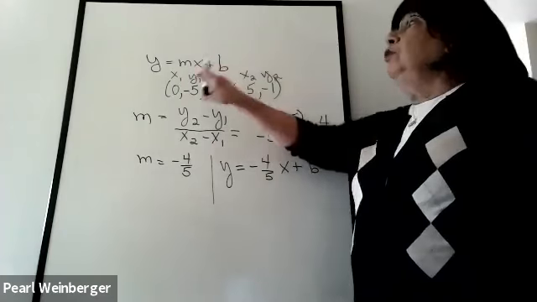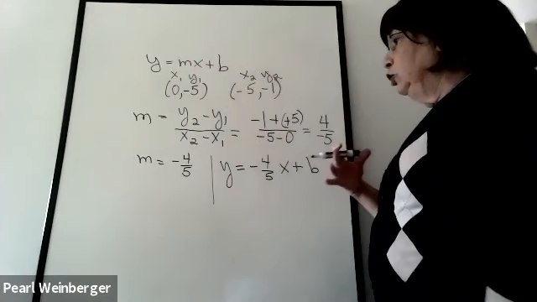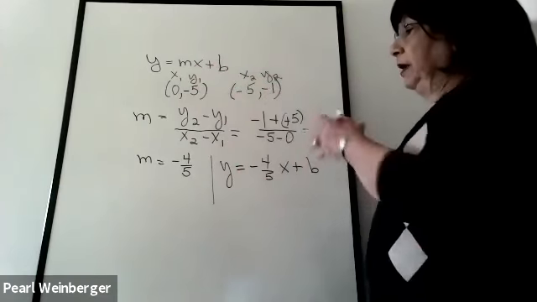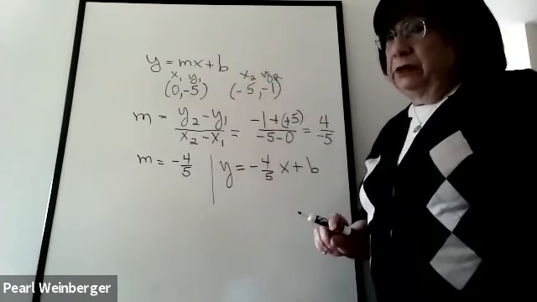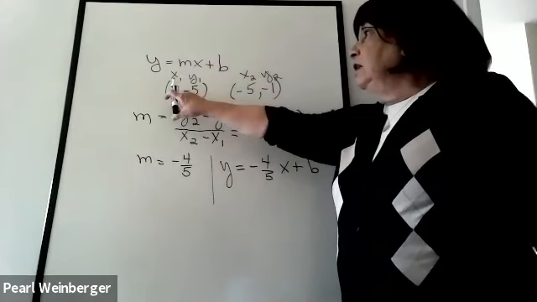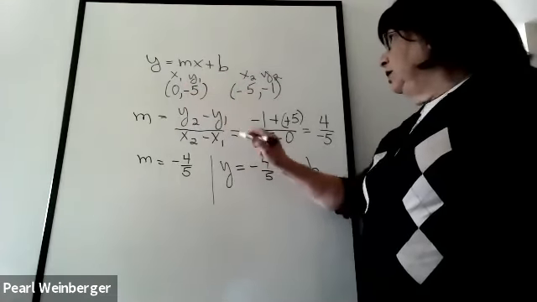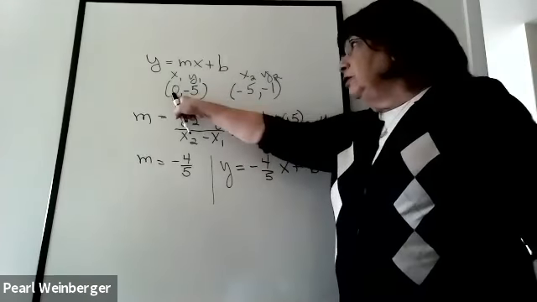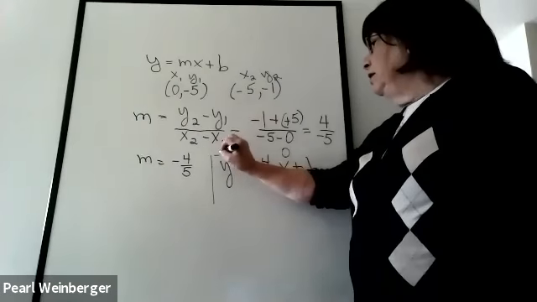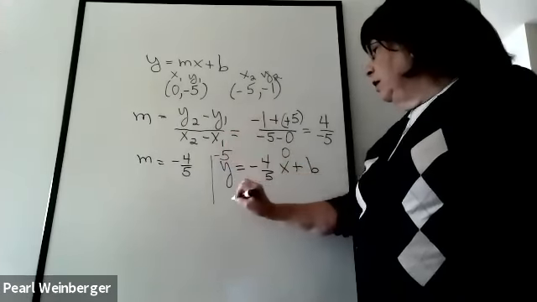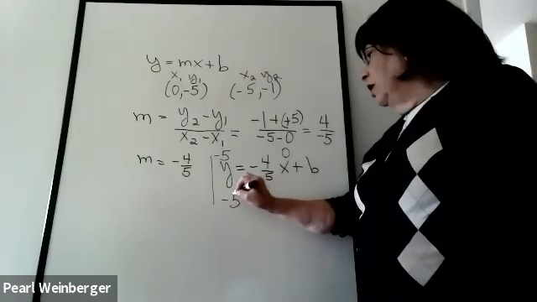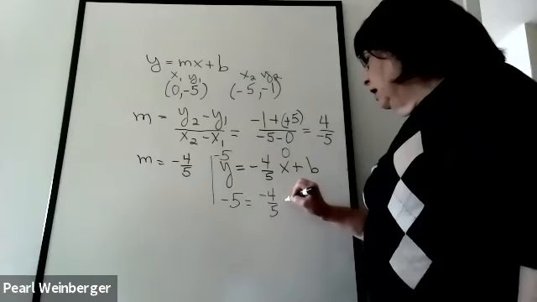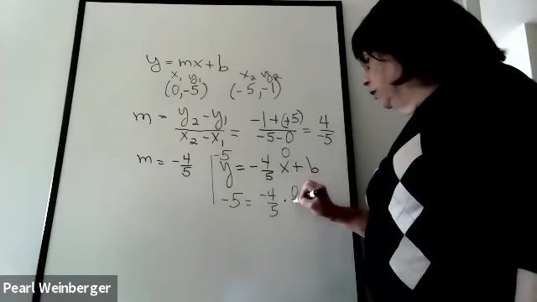We're going to go to one of these points, and it doesn't matter which one. I'll take the first one. When you have more than one point, you can pick any of the points to stick into the equation. If I stick in the 0, -5 into this equation, that means in place of the x, I'm putting the 0, because the first number is always the x. And in place of the second number, I'm putting -5. So this will become -5 equals -4/5 times 0, which I'll put over 1, plus b.